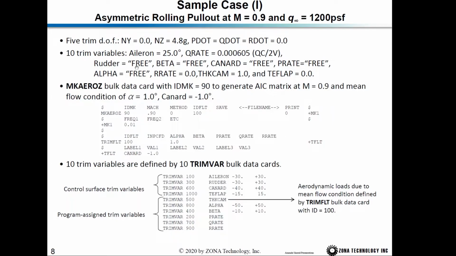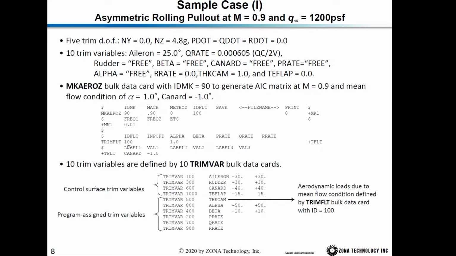So we have to use rudder, beta, and canard to achieve this P dot, Q dot, R dot to be 0. And also the MK Aeroelastic card with ID 90 to generate the AIC matrix at Mach 0.9 and mean flow condition alpha equals 0 and canard equals -1. So this is the MK Aeroelastic card, and this is the ID of a trim flat card.